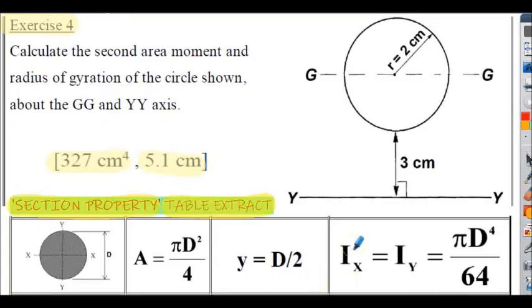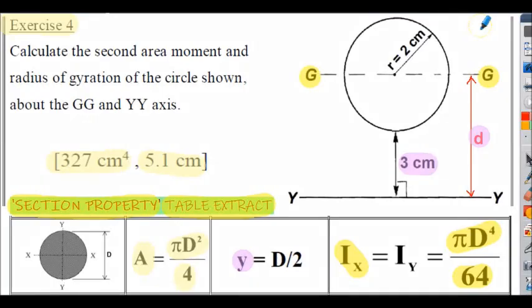We can see straight away how we can find the second area moment about the GG axis, actually labelled IX here for the diagrammatic picture shown, but Ig about the GG axis in exercise 4 is πD to the 4 over 64. And of course we can calculate the area and the d dimension from G to Y, shown here on our sketch, which will be 3 centimeters plus the R dimension. I would encourage you to stop the presentation and attempt exercise 4, for the full worked solution is shown on the following slide.